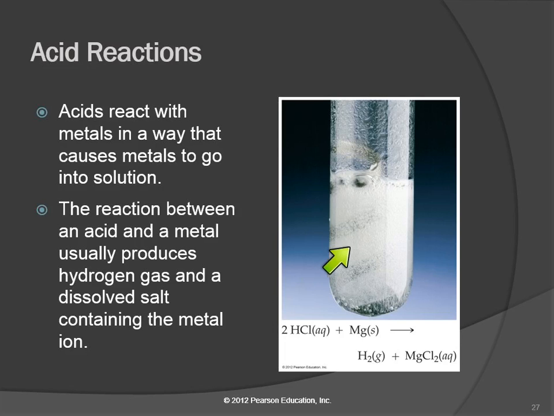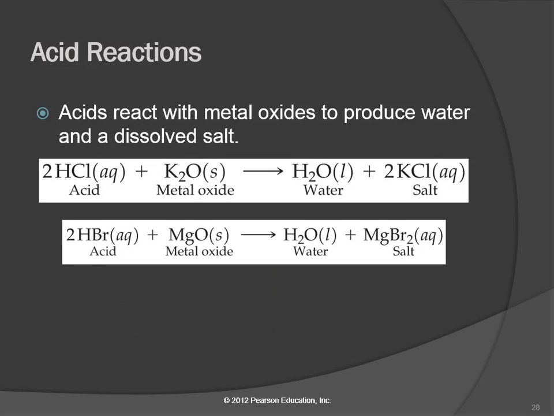We did a reaction like this in lab, where we generated hydrogen gas and collected it. Do you remember that one? And what was left in the eudiometer after all the bubbles stopped? What happened to that piece of metal? It was gone, right? Because it formed an ionic compound and was soluble in the water. Acids can also react with metal oxides, and when they do that, they produce water and the salt.